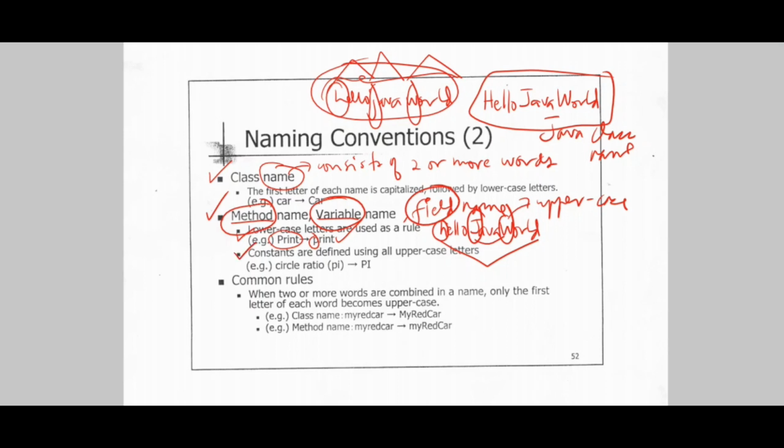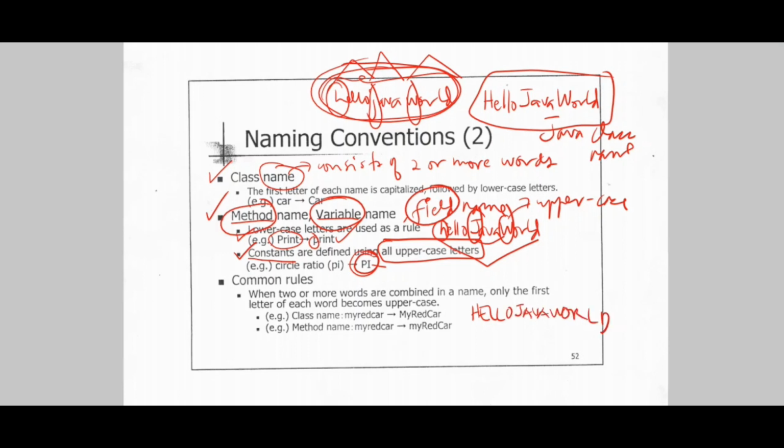If it is a constant, then all the letters must be in uppercase. Like for example, PI, which is used as a constant for computing the area of a circle or the circumference of the circle, is written in all uppercase letters. So if this name is to be used as a constant name, then it should be written this way: HELLO_JAVA_WORLD.